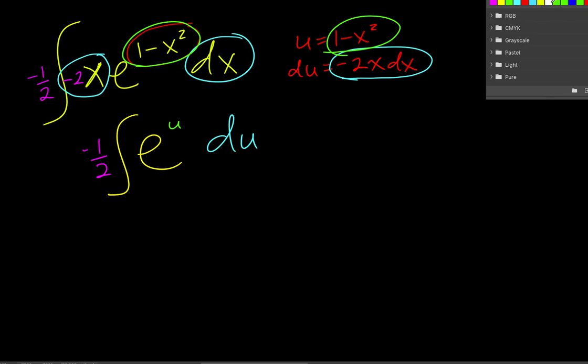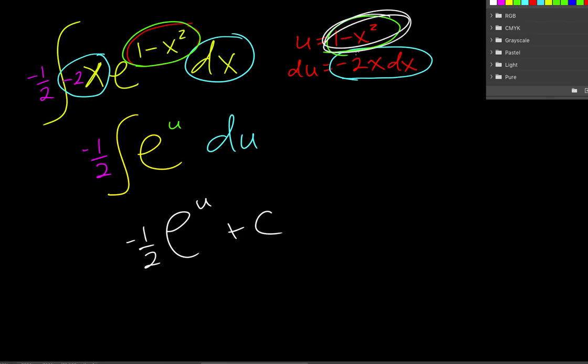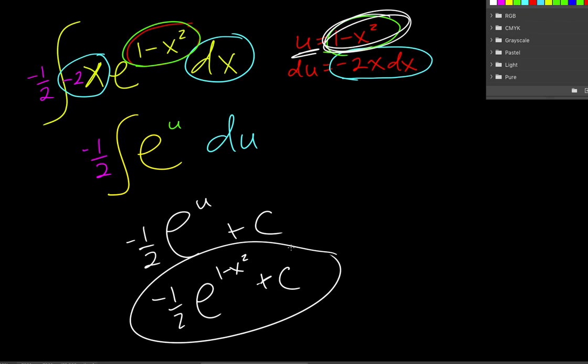Okay? Now we just integrate. e to the u just becomes e to the u, and I still have my negative 1/2 out in front, and I have my plus c. Now the only thing I need to do is replace my u with my u value. And that is the final answer on that one.